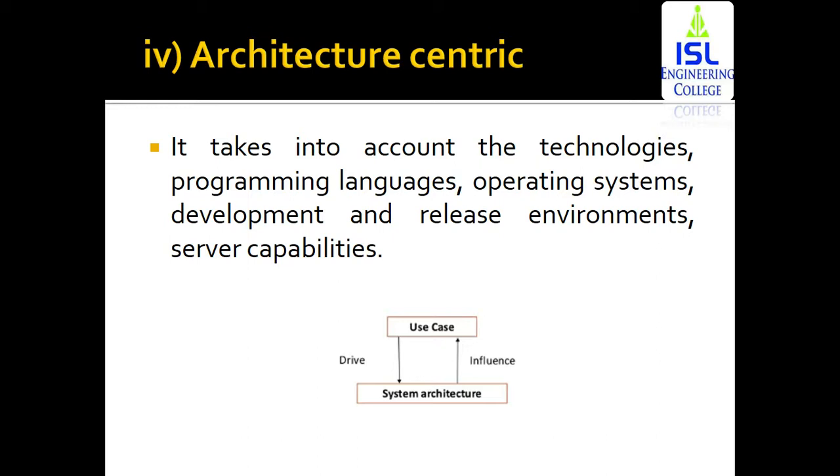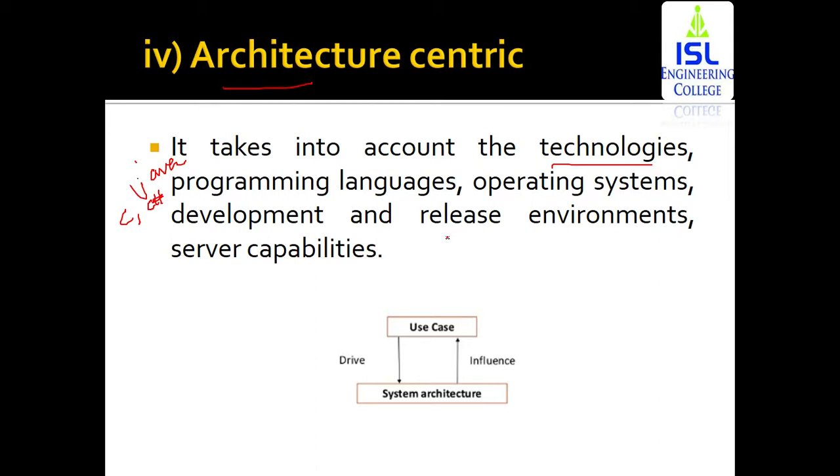In architecture centric, you're going to design an architecture for the software that you're developing. Within this architecture, what are the different things it is going to take into account? You're going to identify the different technologies that you're going to use, the latest ones. The programming language can be Java, C, C#, or C++, whatever type of programming language. An operating system, what operating system support you're given, will be identified. Then the development and release environment, that is, the environment in which you're developing the particular software.